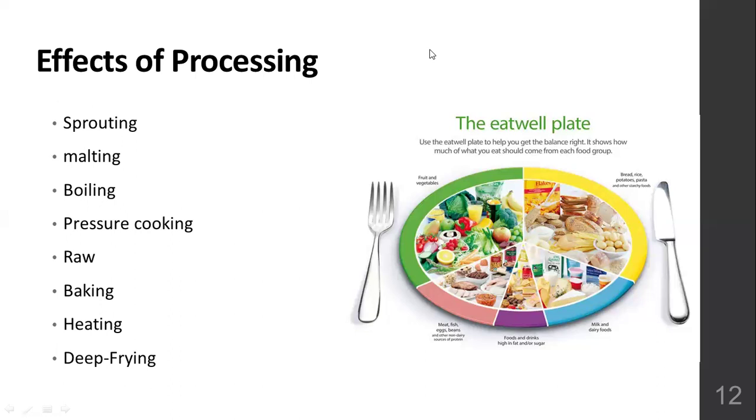Baking will reduce the antioxidant potential. Heating and deep frying, you are reducing the antioxidant potential. Microwaving will not affect the antioxidants. So is it clear? Effects of processing. You can read the last topic to know more about the effects of processing. But in the snapshot, these are the different food processes available, which have some or the other effect on antioxidants.